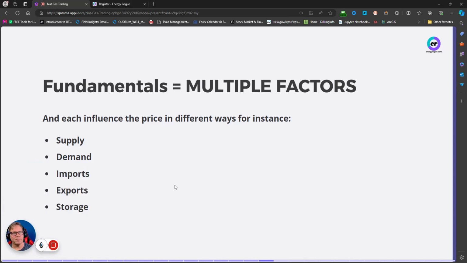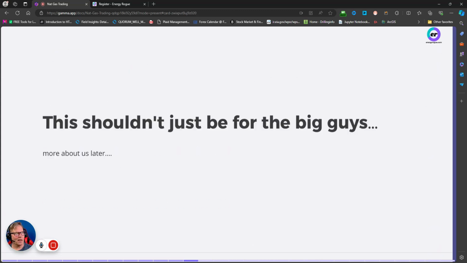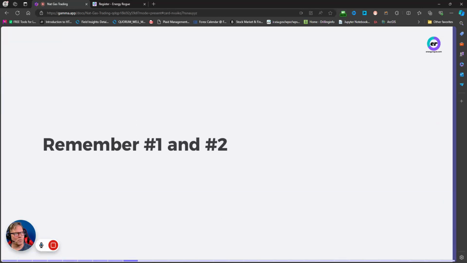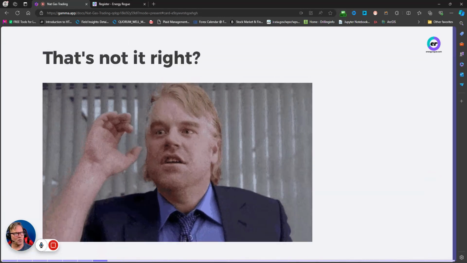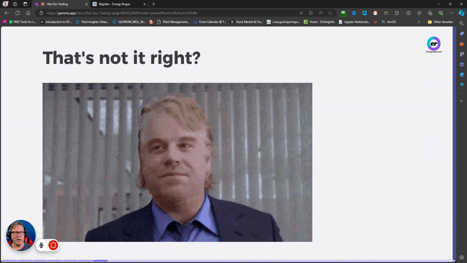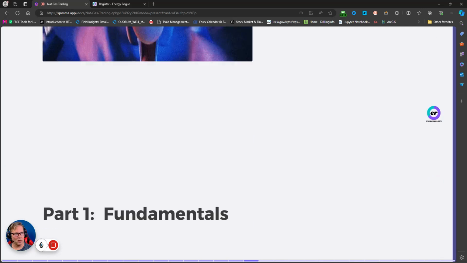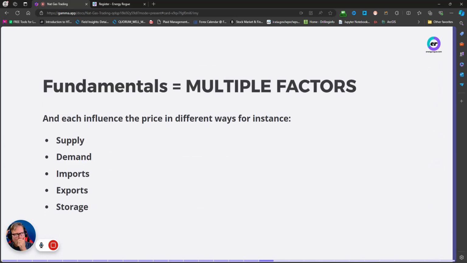Okay, fundamentals. Multiple factors. There's not just one factor. It sounds simple when we say there's just two aspects, fundamentals and technicals, right? But it's not just that simple. So when we look at the fundamentals, each one of these factors influences price in different ways.